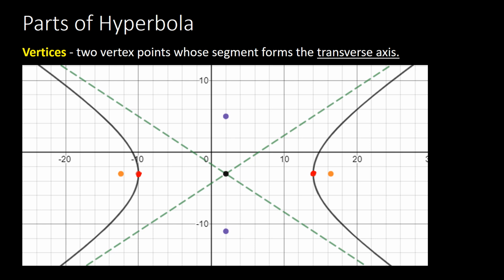If we join those two vertices together, we get a line segment which passes through the center. This line segment is what we call the transverse axis. So again, the transverse axis is a line segment joining our vertices.